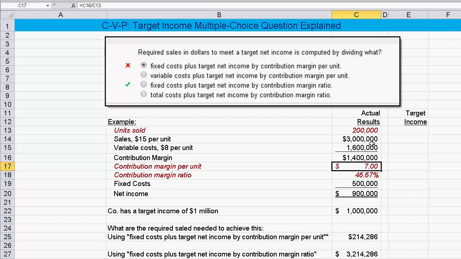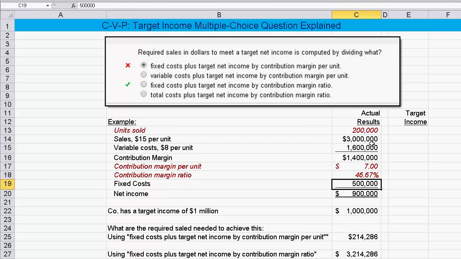Now, contribution margin per unit you would calculate by taking the contribution margin and dividing it by the units sold. So that comes up to be $7 per unit. And contribution margin ratio you would calculate by taking the contribution margin dollars and dividing it by sales. That comes out to be about 46 2/3% or 46.67%.